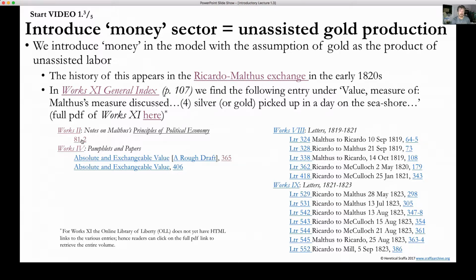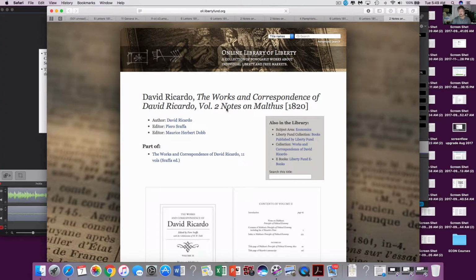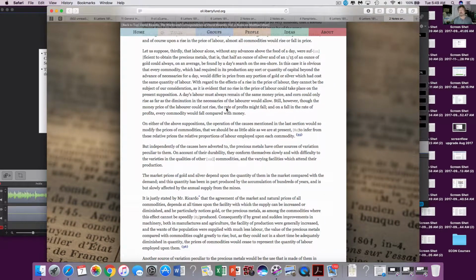In 1820, Malthus identifies the question of the measure of value as follows. Again, looking at the question of gold as a product of unassisted labor. This is Malthus. This is going to be the citation. Beautiful hyperlinks that take us right to there. Thank you very much, Liberty Fund. Okay, so says Malthus. I'm going to read from that first paragraph.